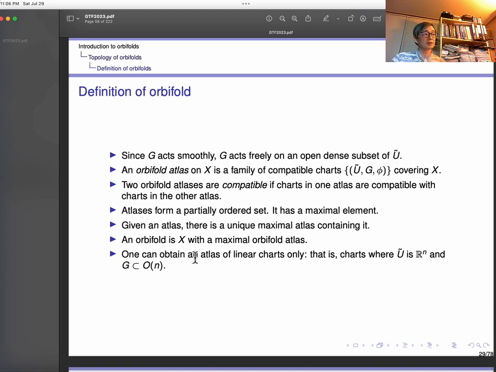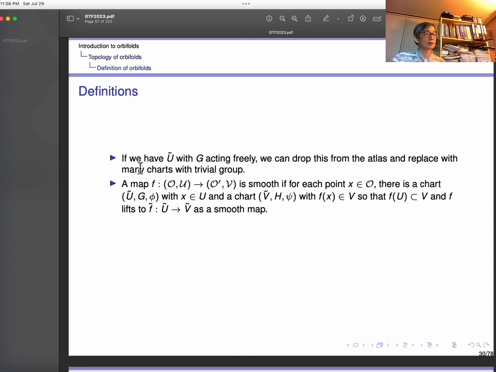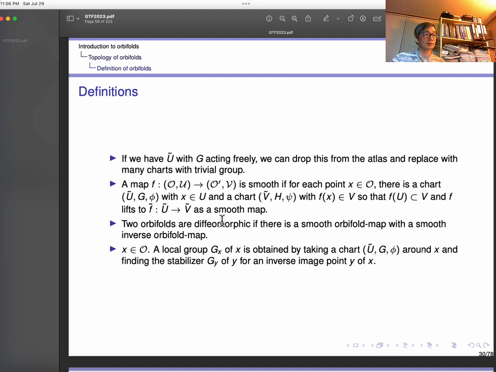One can obtain an atlas of linear charts only, that is, charts where U tilde is R^n and G is in the orthogonal group. If we have U tilde with G acting freely, then we can drop this from the atlas and replace it with many charts with trivial group. If you have a map from one orbifold to another, it's smooth if for every point x there is a chart U tilde, G, phi with x in U, and a chart V tilde, H, psi with f(x) in V, so that f(U) is in V and f lifts to f tilde from U tilde to V tilde as a smooth map. That's the definition of a smooth map.